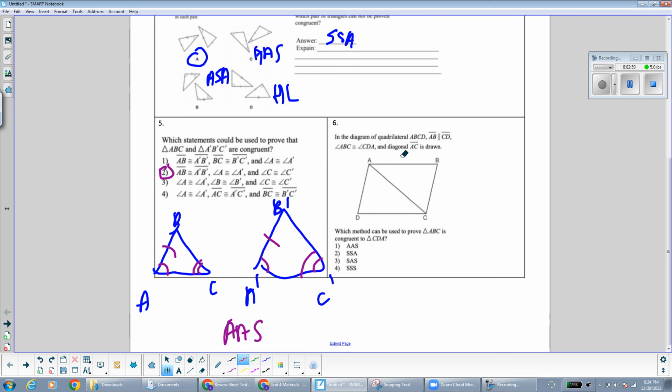Okay, moving along here, we know that AB is parallel to CD. I'm going to stop right there. I have parallel lines cut by a transversal, so I have congruent alternate interior angles. I also have this shared side that's congruent to itself by the reflexive property. And in the givens, it also tells us that angle ABC is congruent to angle CDA. So we have AAS to prove the triangles congruent. Angle, angle, side.